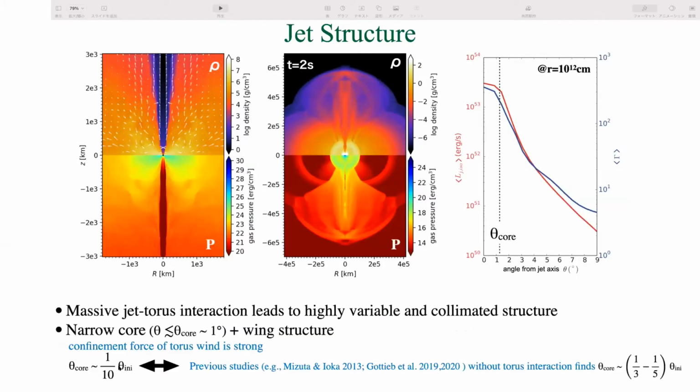Thank you. Well, we find that the final opening angle will be 1/10 of the initial opening angle, which is larger than what you find in your simulations. So have you looked into different opening angles that you set, and do you find that it's always about 10% of this? Good question. Actually, yes, we did some. We are exploring this issue, and even if we enlarge the initial opening angle, it turned out to be insensitive to it. So it is regulated by these jet-torus interactions.